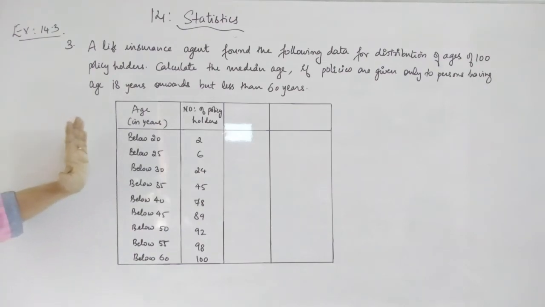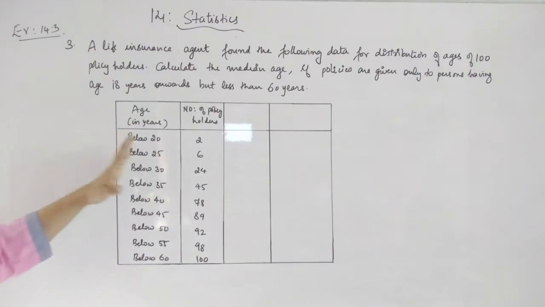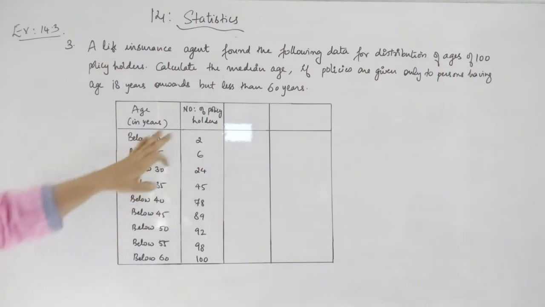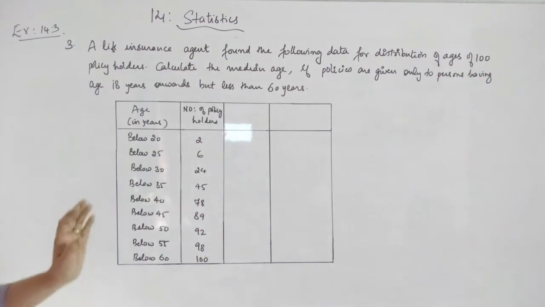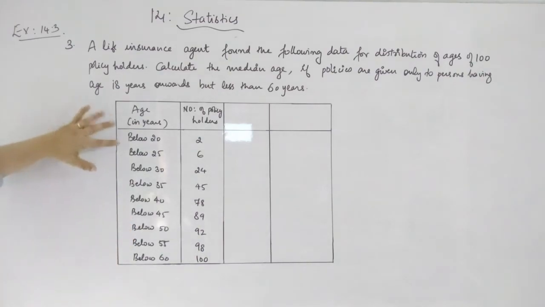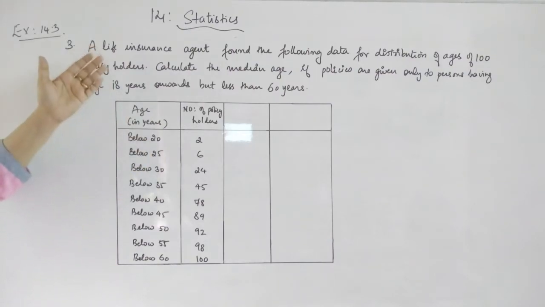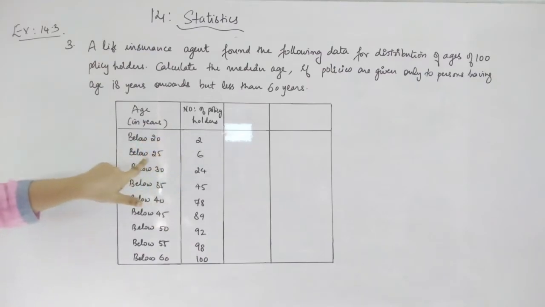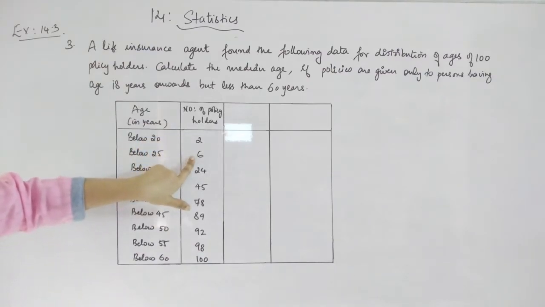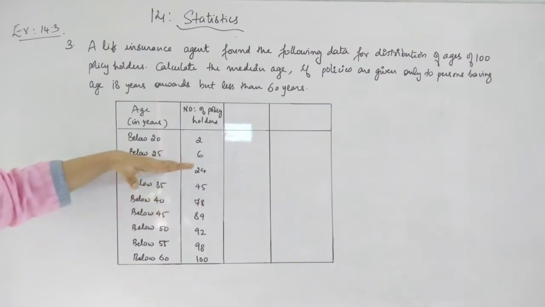For that, the table given here has age in years as below than, that means it is less than type: below 20, below 25, like that, that means less than 20, less than 25. Okay, so the number of policyholders will not actually be the frequency, it will be acting as the cumulative frequency, because when we say below 25, it will be a sum of those in between 20 to 25 and below 20. So that is not giving you the corresponding intervals. Okay, it is giving you the cumulative count till 25, this many policyholders are there, like that.